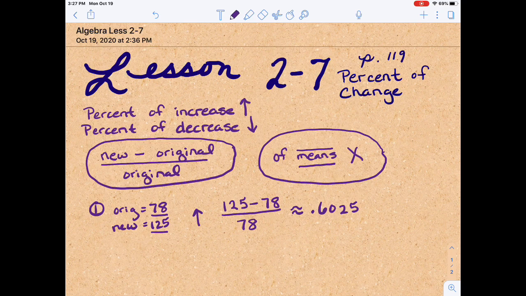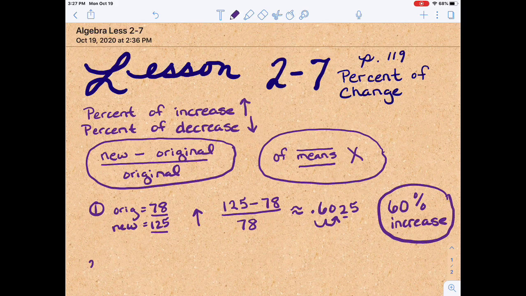It asks me to round this. If I see a decimal, decimals to percents, we just move it two spaces like this. We will call this 60% because the 2 is not going to be big enough to bump that up to 61. So we're going to call this a 60% increase because we went up.